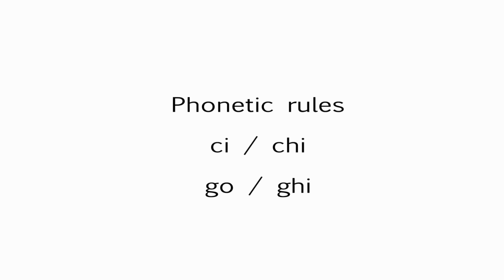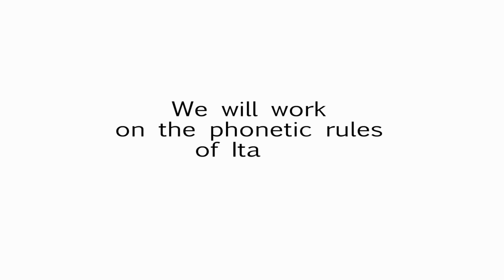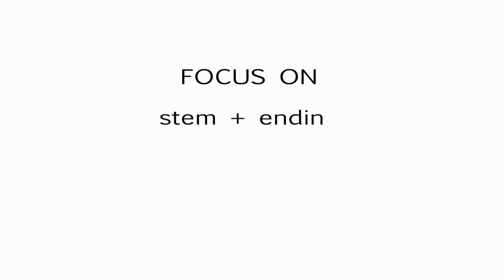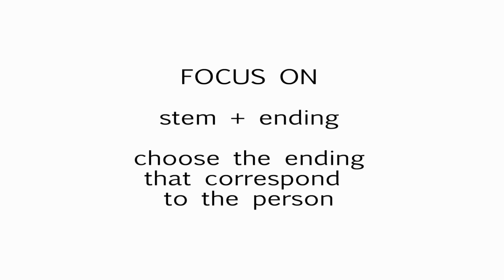We're going to cover the rules of pronunciation, phonetics later, so don't worry about giocare and pagare at this point. Focus on how to conjugate. You break the infinitive into parts, stem and ending, and depending on the person, then you're going to use the corresponding correct ending.